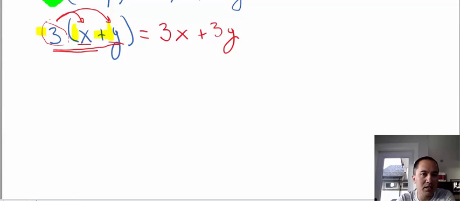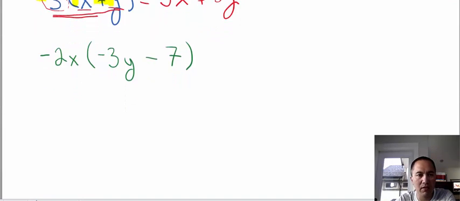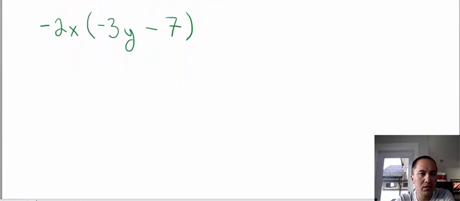As a more complicated example, we could look at negative 2x multiplied by negative 3y minus 7. Now, the rules are still the same. You still have to multiply that coefficient, this coefficient, in this case a minus 2x, by each of these individual terms, minus 3y and minus 7, within that bracket that follows.